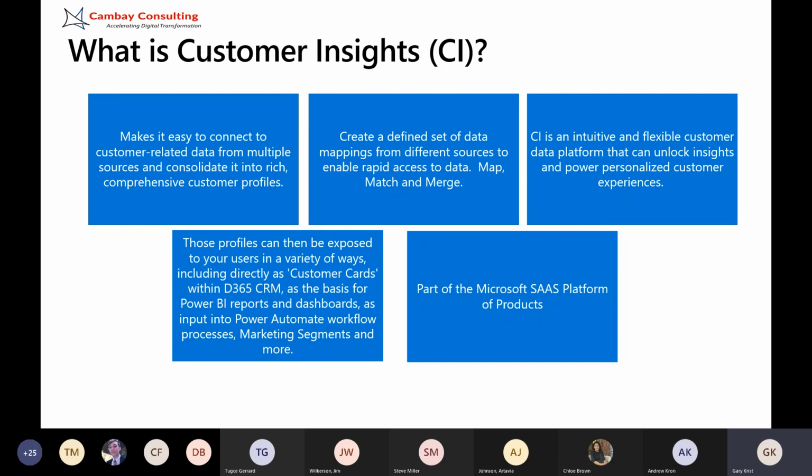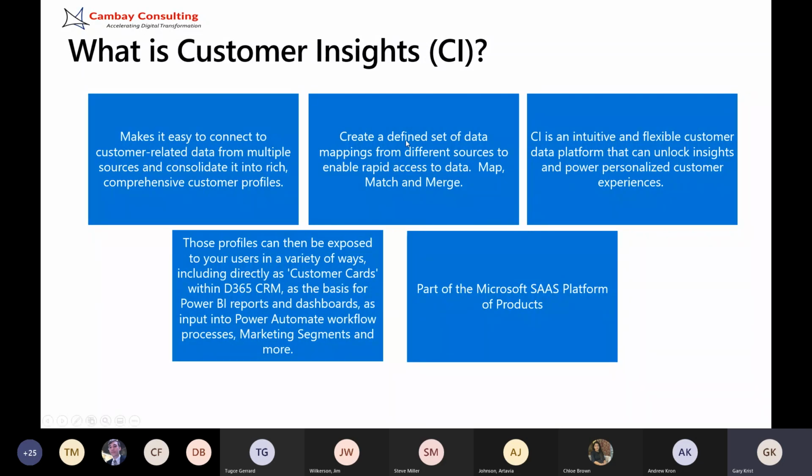And then we can build segments on this data that we've merged together and allow that data to be used with different marketing programs and different marketing platforms. So really the key is that we're getting the data together, and then we have the ability to act on that data. And also it all sits in the Microsoft platform.